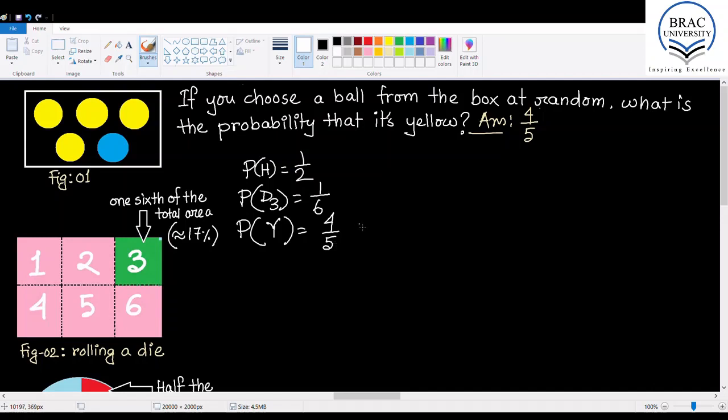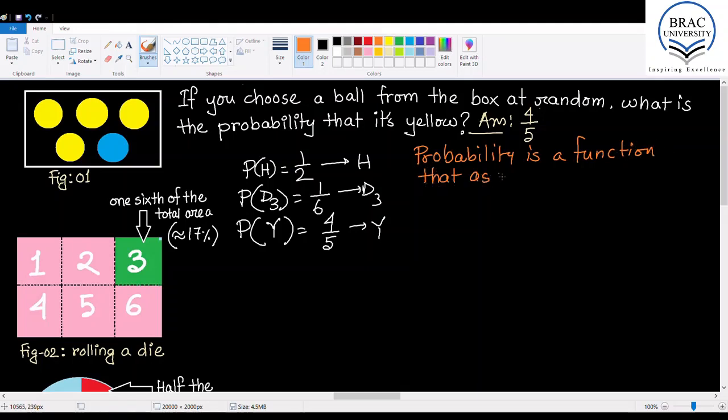So now you see that probability is a function that assigns a real number to each of the events. Like it assigned half to event H, 1 by 6 to D3, and 4 by 5 to Y. Therefore we can say that probability is a function that assigns real numbers to events.